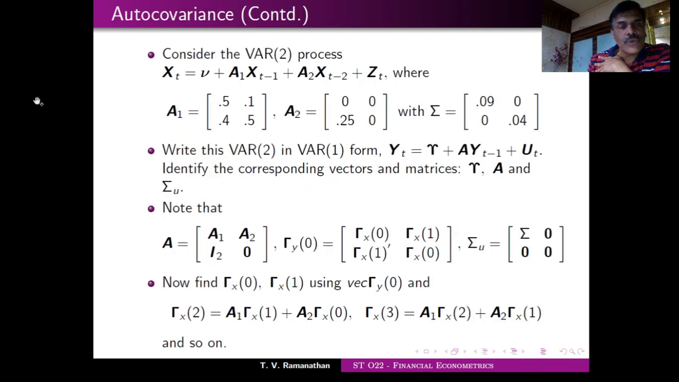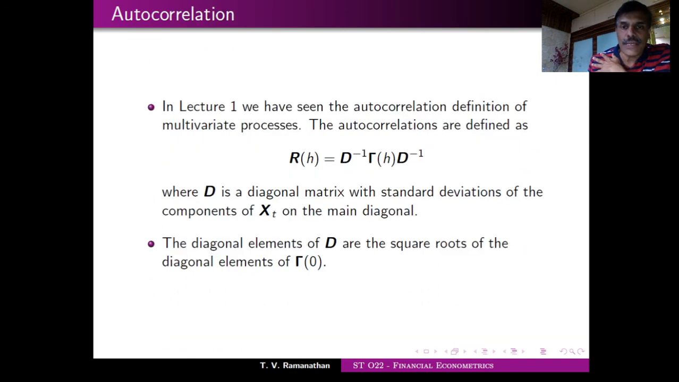Now, regarding the autocovariances, you divide by the corresponding variances, or the gamma zero matrix, and you get the autocorrelation matrix. In lecture 1, we have seen that autocorrelation is defined like this. So autocorrelations are defined in this manner, where D is the diagonal matrix with the standard deviations of the components of xt on the main diagonal. That's what this correlation matrix, R of h, is. Diagonal elements of D are the square roots of the diagonal elements. Okay, I think that's all.